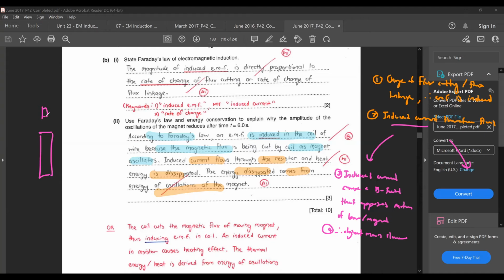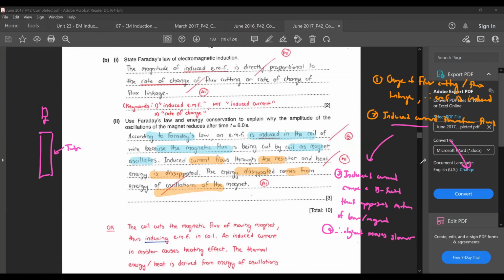You have a bar magnet, you drop it down through some sort of aluminium tube. Then after that, we were explaining why it actually slowed down. So this one we say that because you have induced current, the induced current causes a magnetic field that opposes the motion of the bar or magnet. Therefore, the object will actually slow down. So the object moves slower. Okay, this one was one way in which we could have done it.